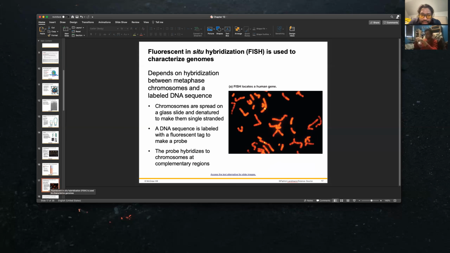Okay. So they denature it to make them single stranded. And then they label a DNA sequence with a fluorescent tag, basically something that when you shoot light of a certain wavelength at it, it's going to excite it and shoot out a certain color of interest. So yes, it appears as yellow there. The probe hybridizes to chromosomes at complementary regions.